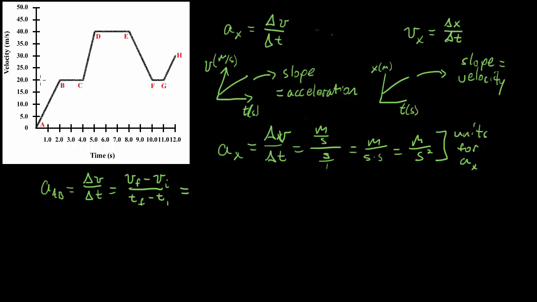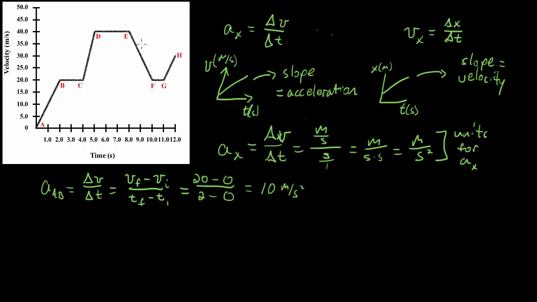So my final velocity from A to B is going to be 20. And then I subtract the beginning velocity, which is 0. And then that's going to be over the change in time. So at B, my time was 2 seconds. So I have 2 minus, and time started at 0. So I get 20 over 2, which is 10 meters per second squared. That's my acceleration from A to B. From B to C, that should be pretty clear. That's 0 acceleration. So that's constant velocity.